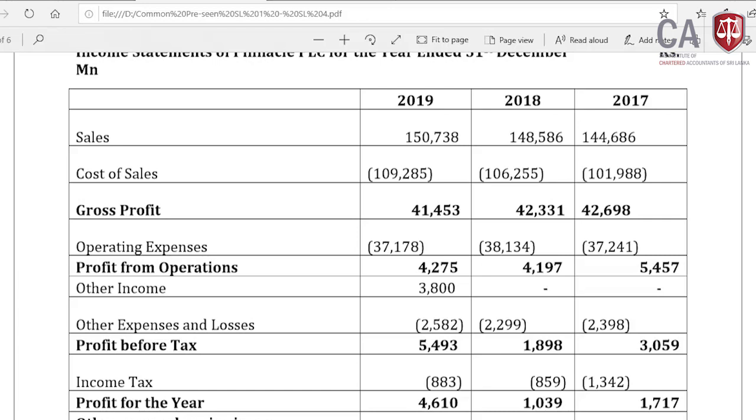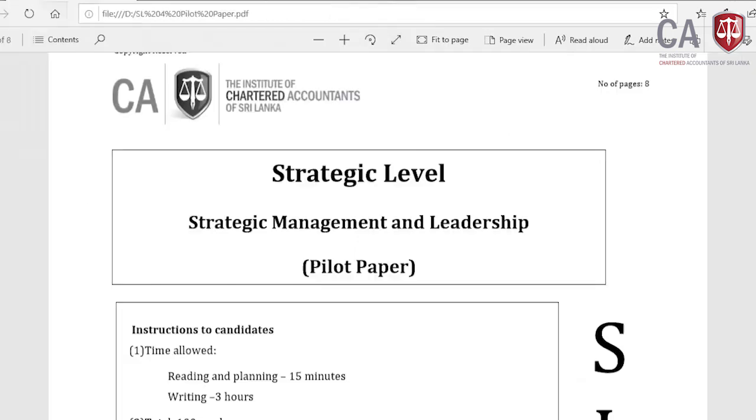Why do you want to do those analyses? Then you will be very familiar with this context, because in the exam 50% will be allocated for this context along with the unseen provided in the exam hall. Right. With that, we will move to the exam paper of June.